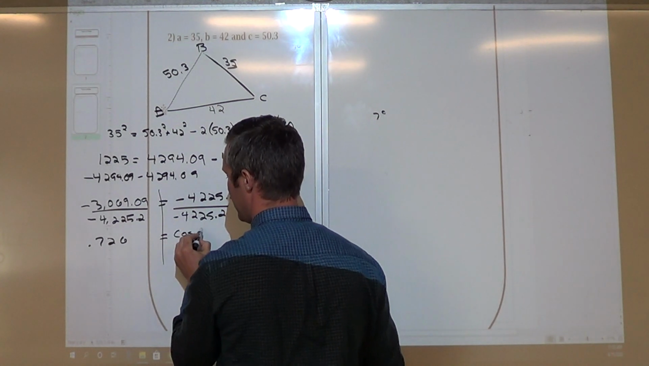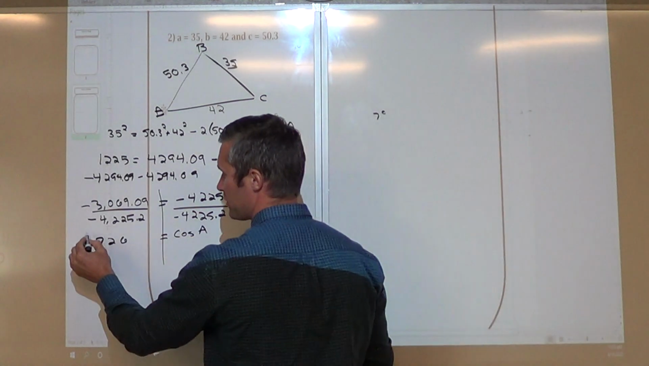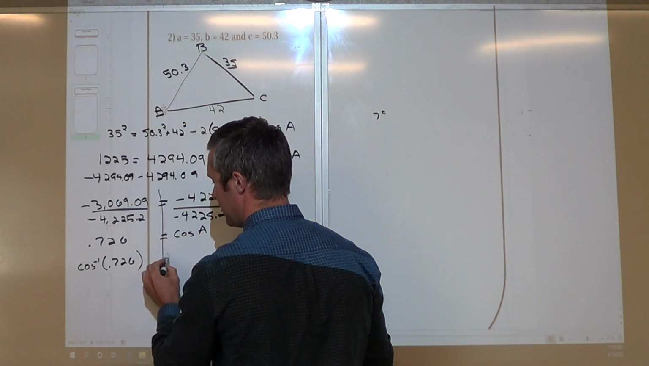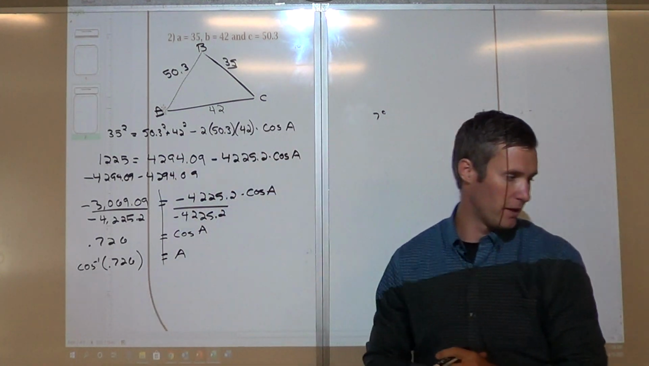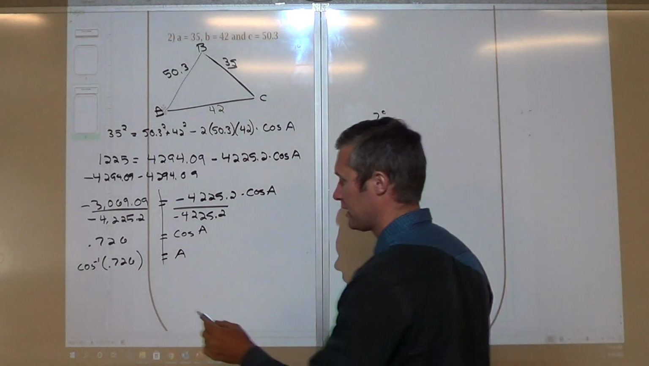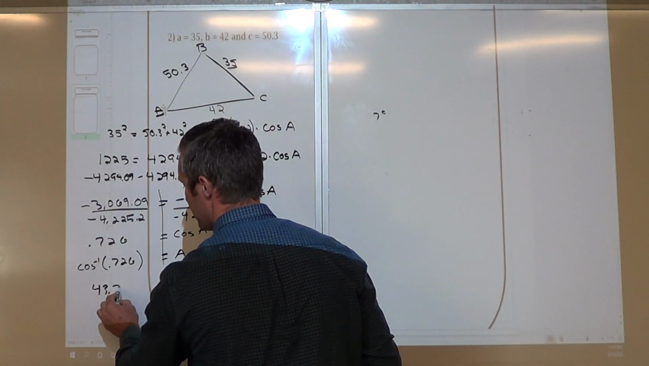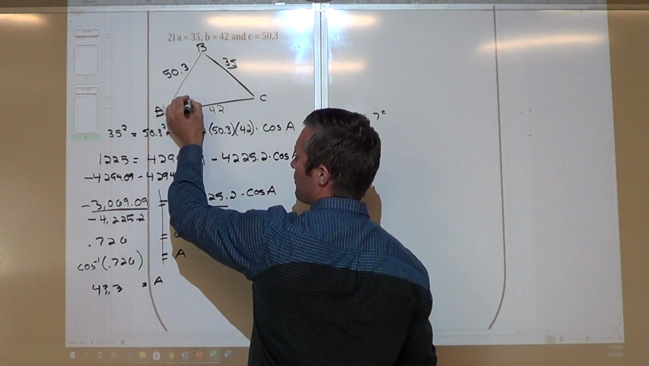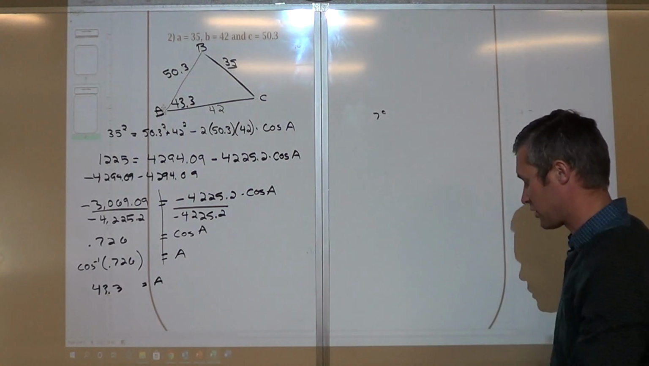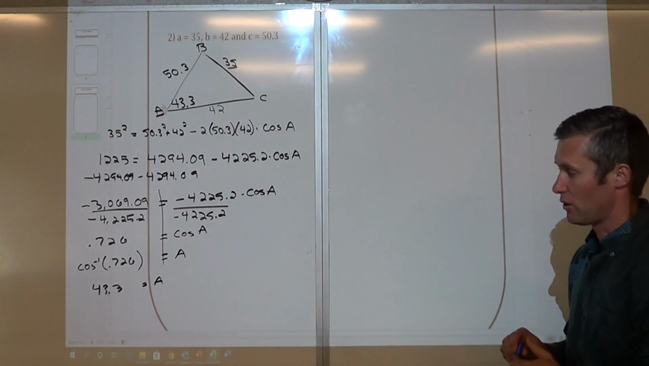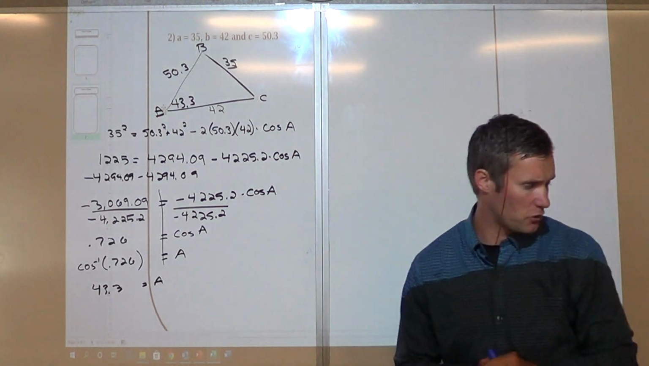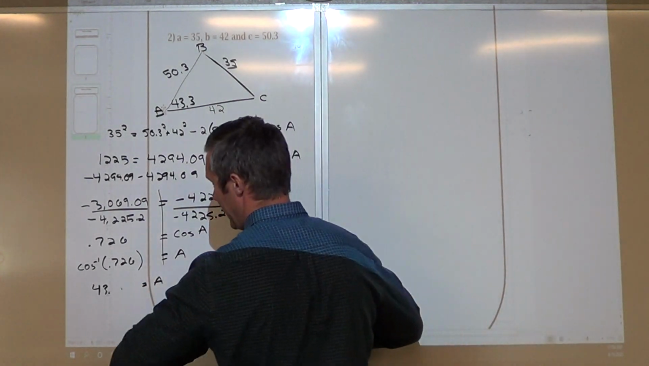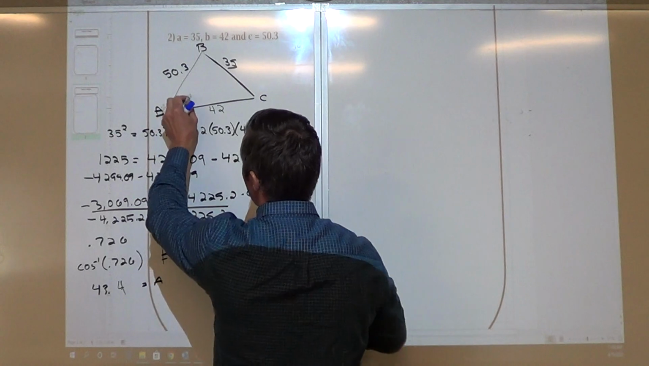0.726 equals cosine A. Again, anytime I want to find an angle from a cosine, I have to do the cosine inverse. So I just take the inverse cosine of 0.726, and this is equal to angle A. In this case, it is 43.3. It says round to the tenth, and that's why we're doing it. So 43.3. Once I have that, then I'm just going to use my law of cosines. So, or excuse me, the law of sines. So once we have that, 43.4. I'm done using the law of cosines.